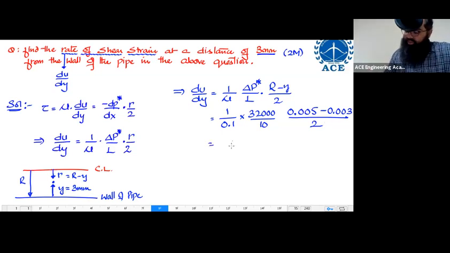You are supposed to get over here 32 second inverse. This is the value of du upon dy. 32 second inverse is the value. Please check.